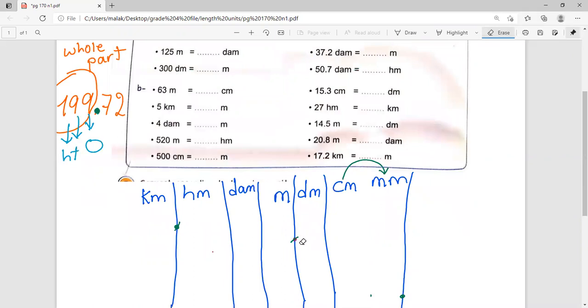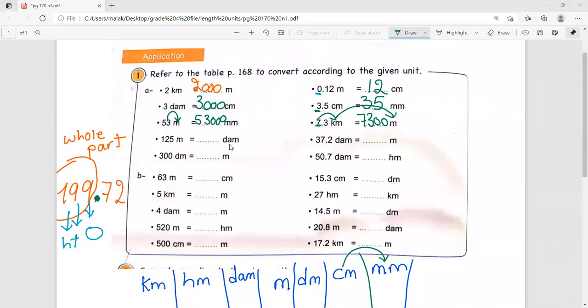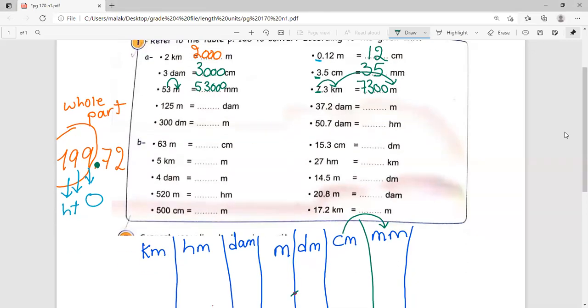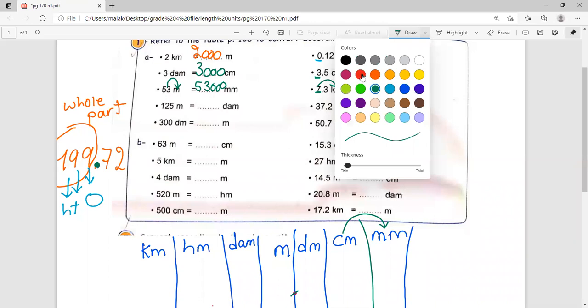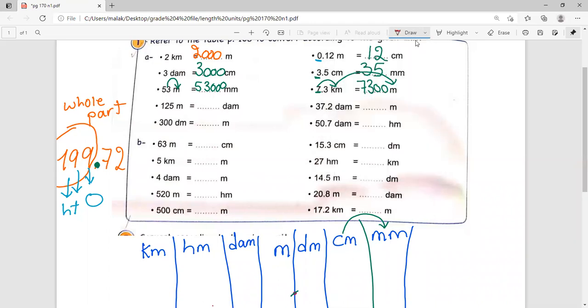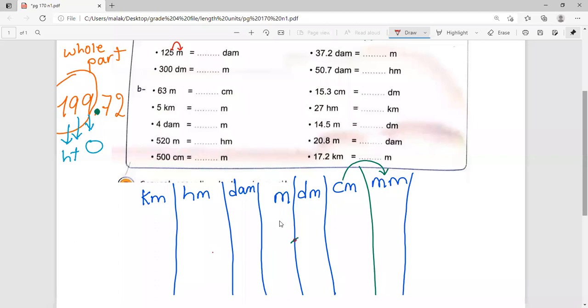Now, Jude. Yes, teacher. Here we have 125 meter. Convert to deca. Which digit is the ones? The ones digit is five. So five, where should I put it? I'm going to put it in meter.